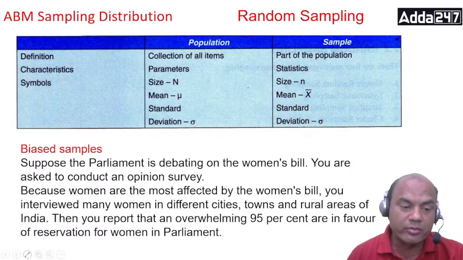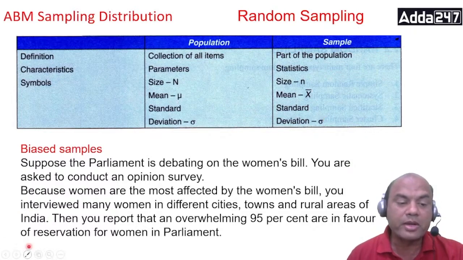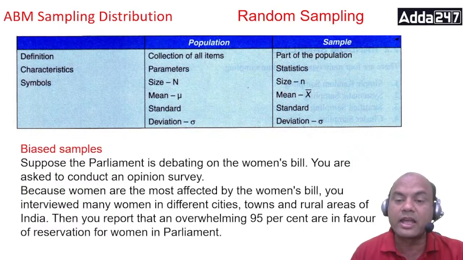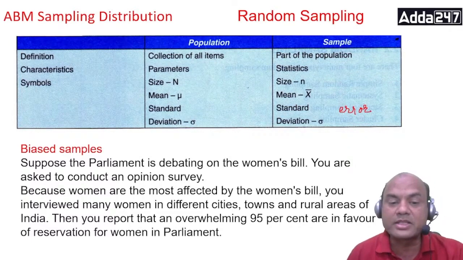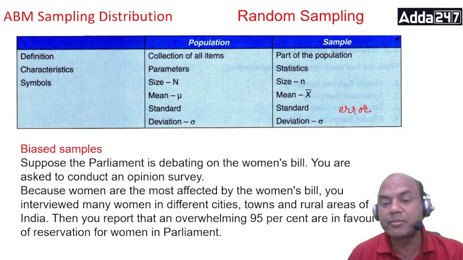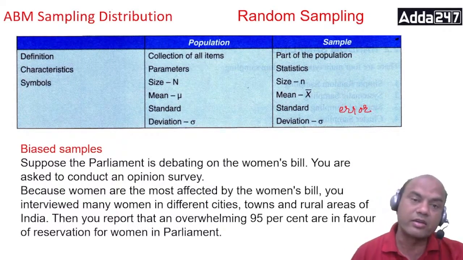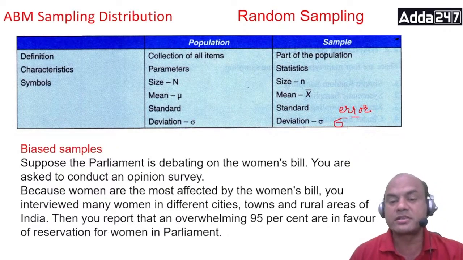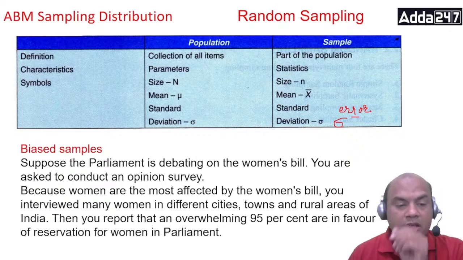But I'll tell you one more thing over here. Whenever I am taking anything for the sample, it is generally called as standard error. Remember this. If I have standard deviation for population, for my sample I have standard error. Okay. And we generally write it, you will see this when I solve the numerical, as psi dash. Okay. Psi dash.